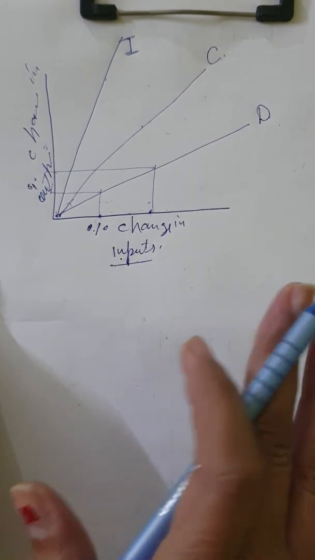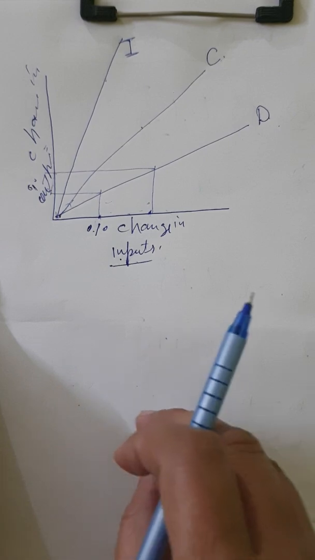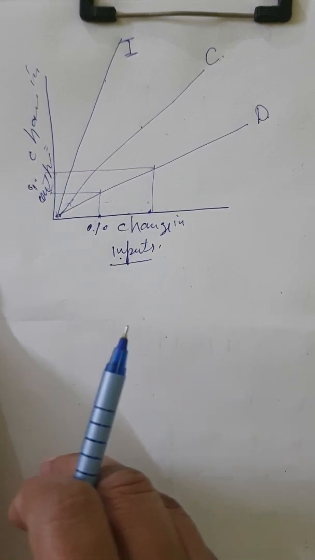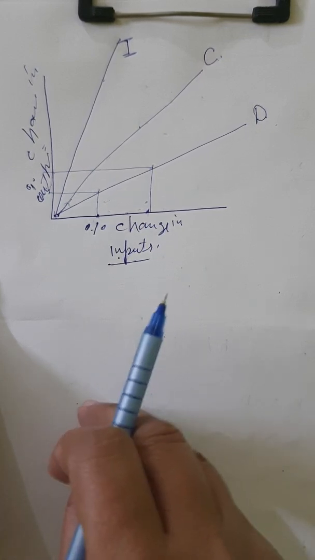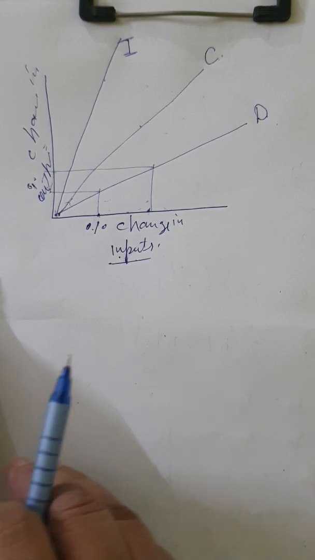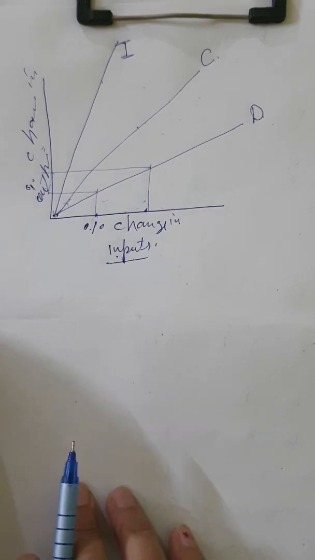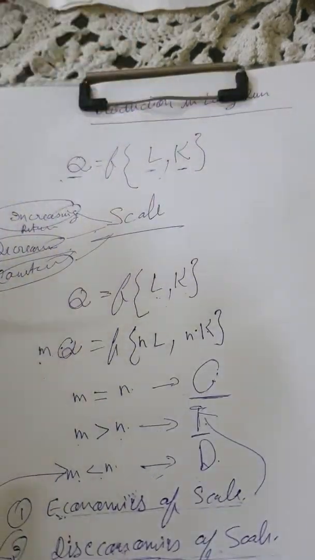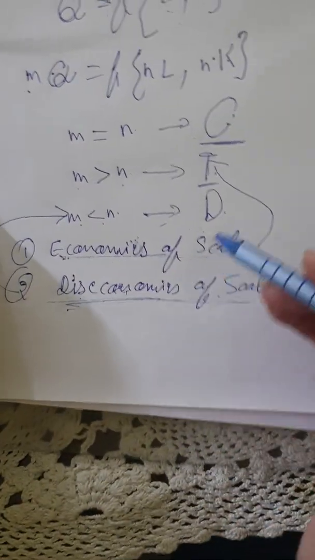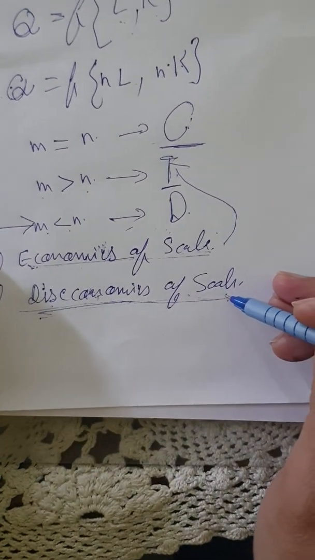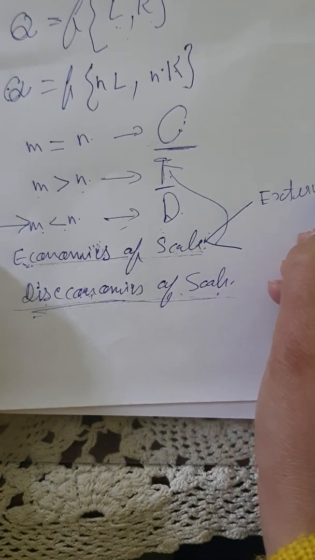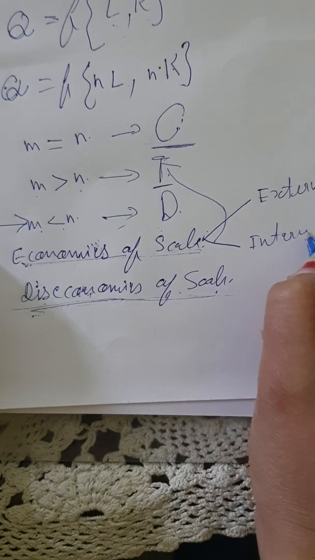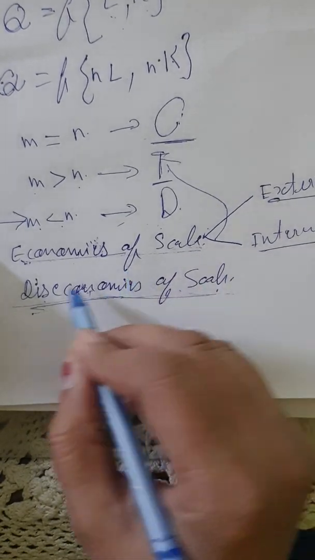So let me revise main points here. Increasing returns happen because of economies of scale, and decreasing returns to scale happen because of diseconomies of scale. When there is balance between economies of scale and diseconomies of scale, then you will experience constant returns to scale. One more thing I want to add here, that economies of scale and diseconomies of scale both are of two types: external and internal. What is external and internal economies of scale?